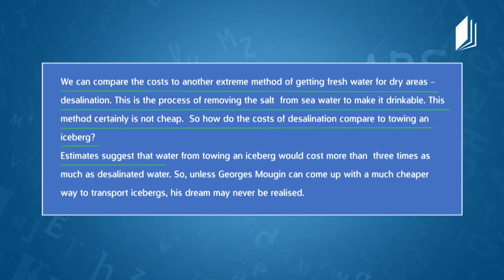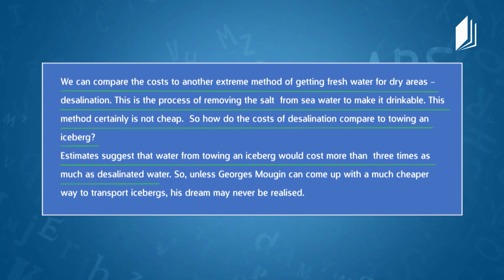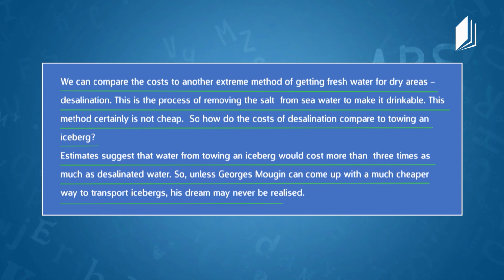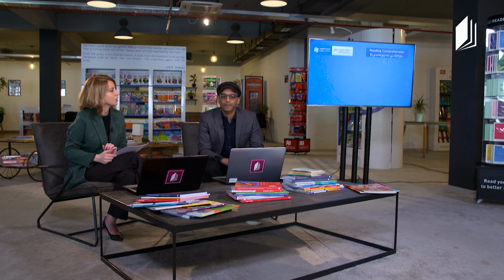Estimates suggest that water from towing an iceberg would cost more than 3 times as much as desalinated water. So unless Georges Mougin can come up with a much cheaper way to transport icebergs, his dream may never be realized. Oh, such an interesting text.